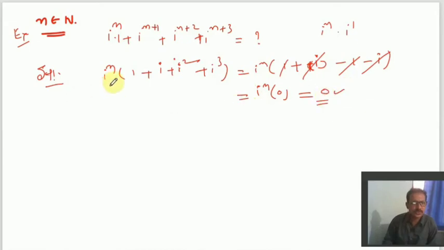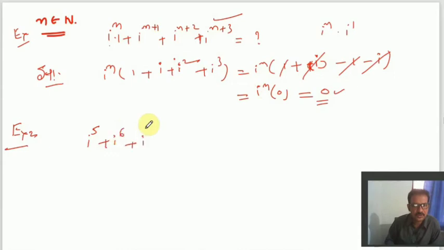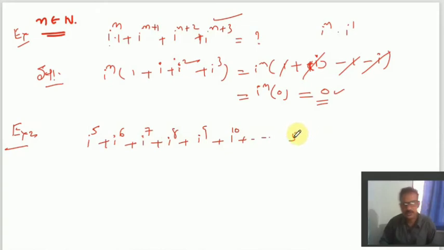So therefore i^n plus i^(n+1) plus i^(n+2) plus i^(n+3) is equal to 0. So based on this concept, let us try one more example: i^5 plus i^6 plus i^7 plus i^8 plus i^9 plus i^10 plus and so on up to i^600. i^600 is equal to how much?